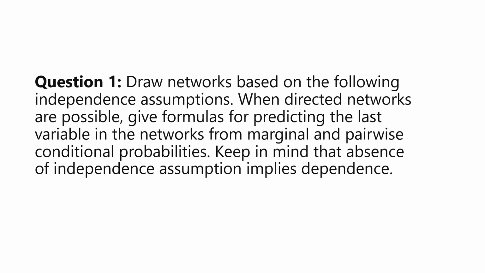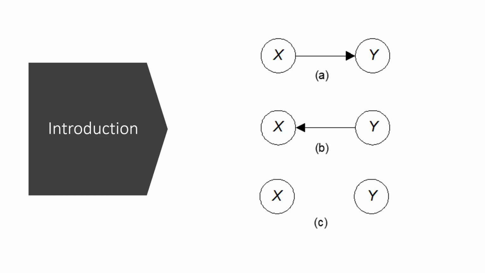In this question, we are asked to draw networks based on the following independence assumptions, and we are also asked to predict the last variable in the network from marginal and pairwise conditional probabilities. I'm giving a little introduction before jumping into the answers. What is a DAG? I'm giving the definition right now.